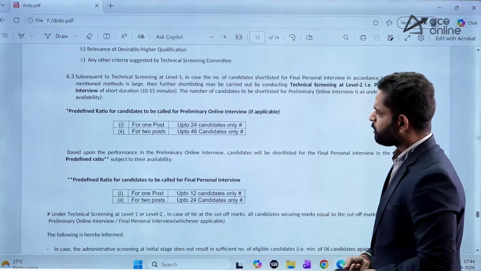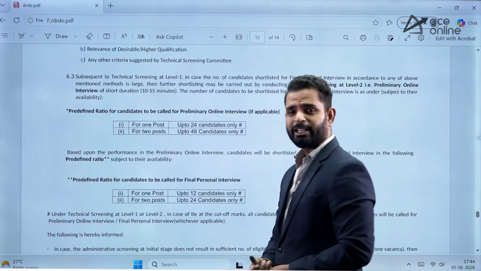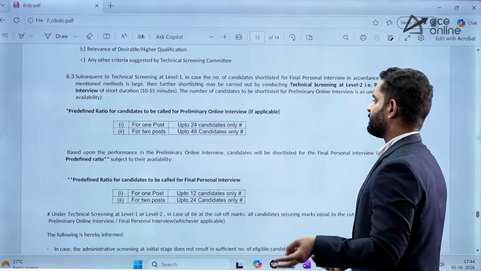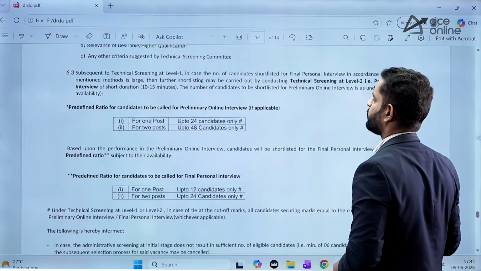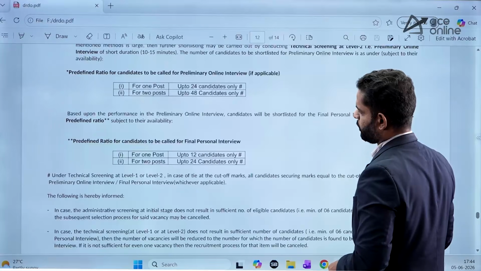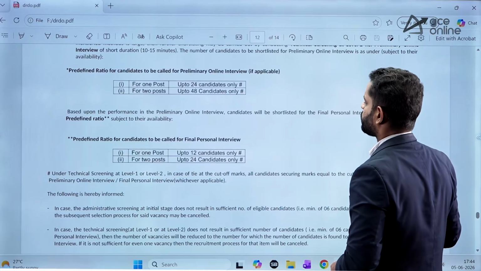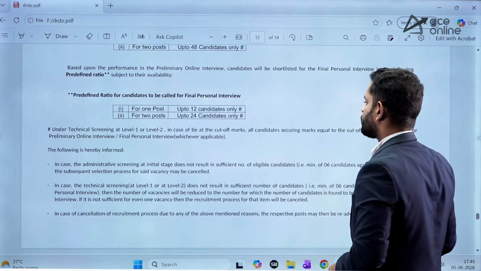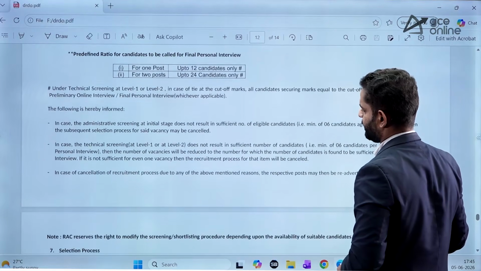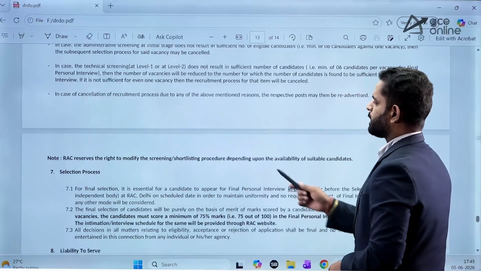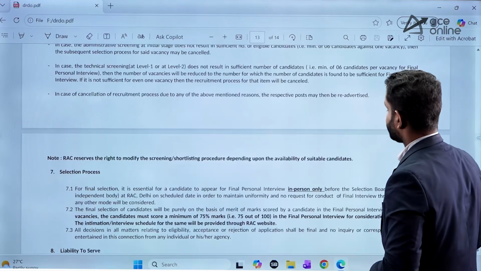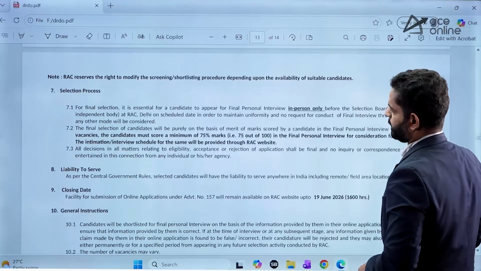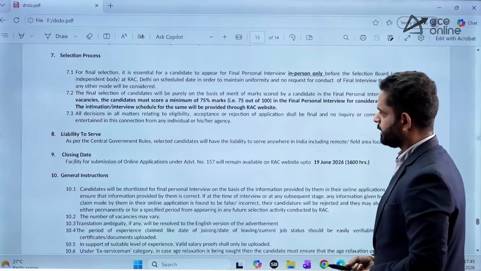And predefined ratio for candidates to be called for preliminary online interview: for one post up to 24 candidates, and for 2 posts 48 candidates will be called for the online interview. Okay, and for the final personal interview, for 1 post 12 candidates, and for 2 posts 24 candidates will be called for the final interview. RAC reserves the right to modify the screening or shortlisting procedure depending upon the availability of suitable candidates. Okay, so these are details.